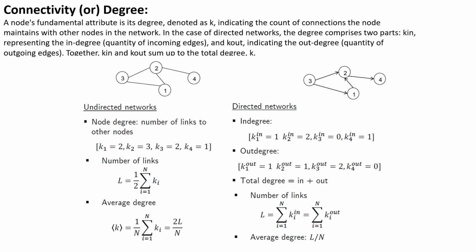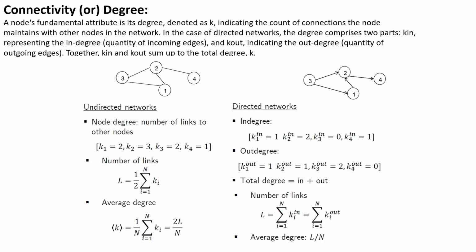A node's fundamental attribute is its degree. How many other nodes is it connected with? That's the fundamental meaning of a degree. In the case of a directed network, the degree comprises two parts: the in degree, the number of edges coming into that node, and the out degree, the number of edges going out of that node. Together, you sum up the in degree and out degree to get the total degree of the node.